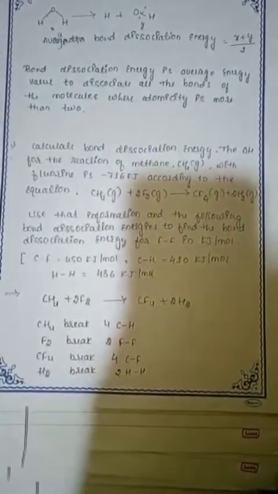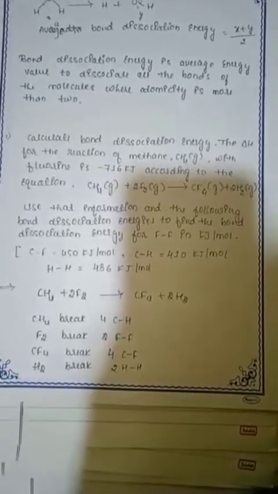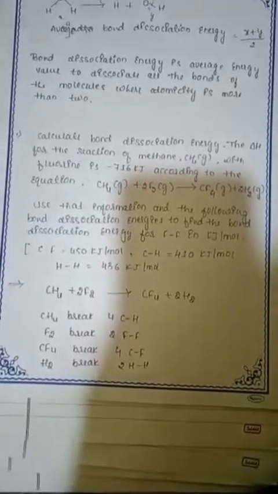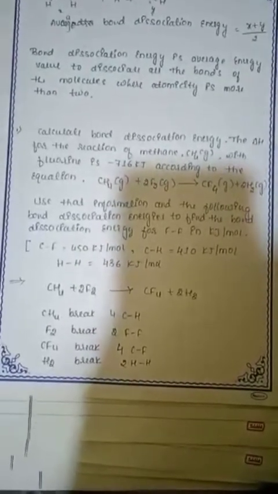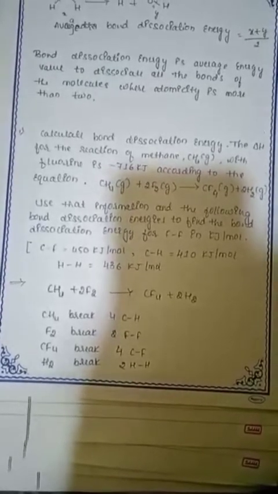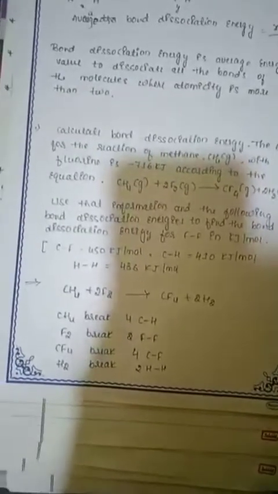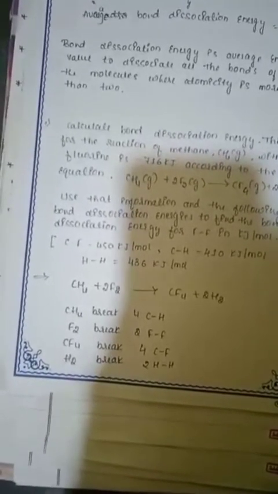Now we have a problem on bond dissociation energy. Calculate the bond dissociation energy. The delta H for the reaction of methane CH4 gas with fluorine is minus 716 kilojoule, according to the equation CH4 gas plus 2 moles of fluorine gas gives CF4 gas plus 2 moles of hydrogen gas. Use that information and the following bond dissociation energies to find the bond dissociation energy for F-F in kilojoule per mole. Here they give the energies: C-F bond 450 kilojoule per mole, C-H bond 410 kilojoule per mole, and H-H bond energy equals 436 kilojoule per mole.